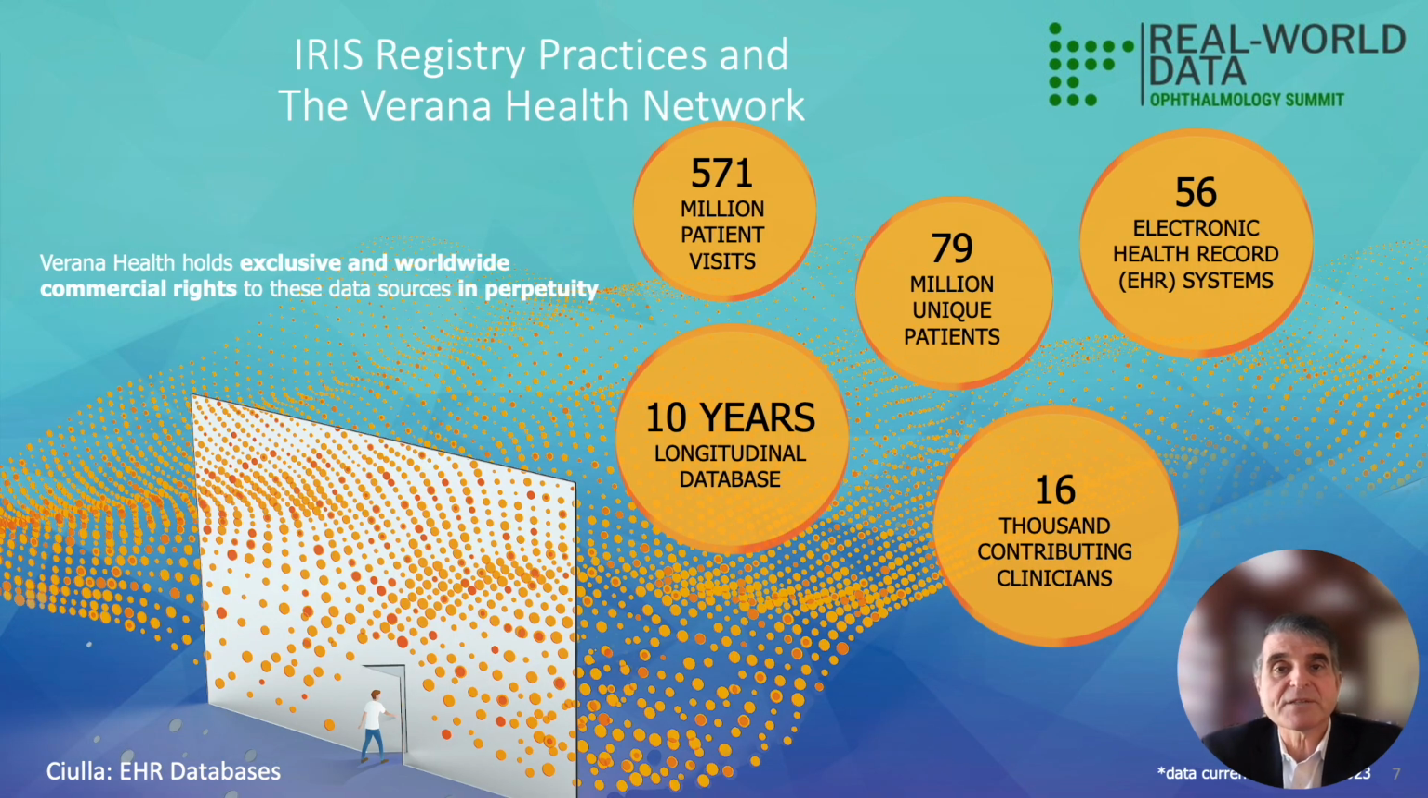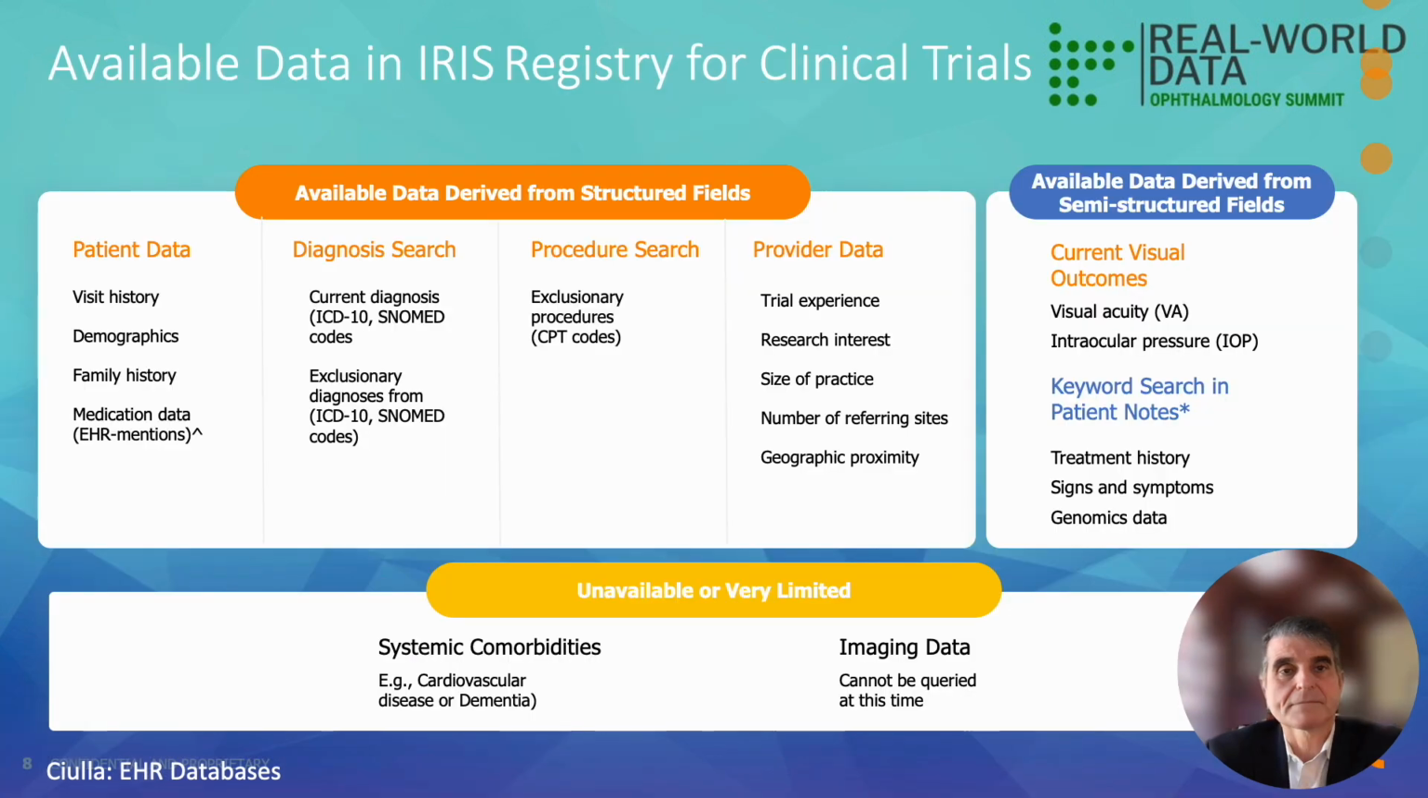The IRIS registry includes 79 million unique patients and 571 million patient visits. Verana Health provides analysis of the data in various data-driven products, such as clinical trial site selection and patient identification, as well as insights for industry. Available data includes patient history, exam findings including visual acuity and intraocular pressure, as well as diagnosis. Unfortunately, there is limited ability to query imaging.